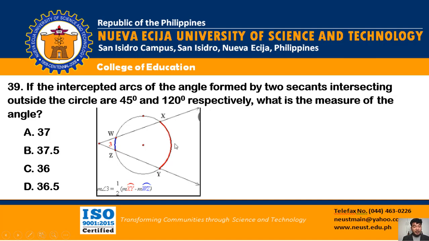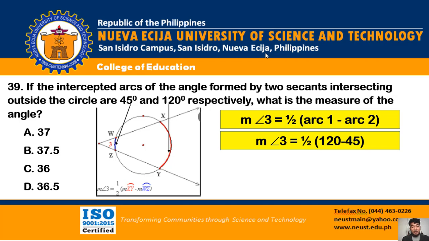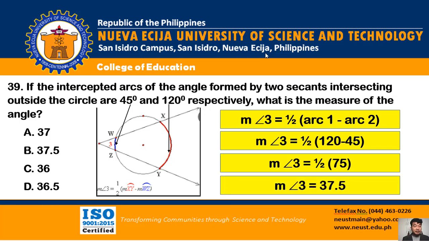So given that one of the arcs is 45 and one is 120, you will be having measure of angle 3 is equal to 1/2 of the arc 1 minus arc 2, or that is equal to 1/2 of 75, and 75 divided by 2 is 37.5, or letter B.